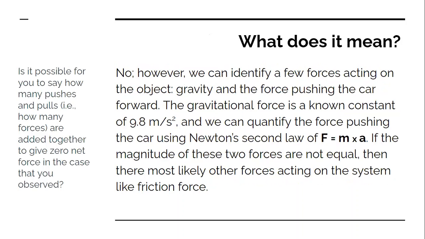Then, when we talk about net force, are we able to determine how many forces added together to give us a zero net force in the case you observe? We can identify a few forces: gravity and the force pushing the car forward, which is me in this case. We know that gravity is a known constant, but we can also quantify the force using Newton's second law. If we find that the magnitudes of these two forces are not equal, then there are most likely other forces acting on the system, like friction, that are not accounted for, and that allow us to get to zero net force, so that all the forces are equal and opposite.